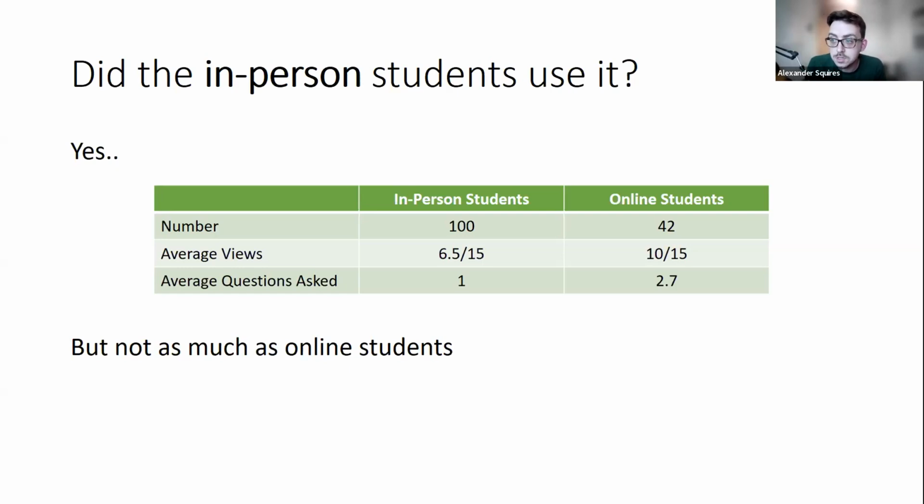The online students, of course, as expected, asked more. So yeah, they asked 2.7 questions and viewed the Slido more on average, kind of, yeah, as expected. These, of course, are just self-reported, and there's kind of no way to verify that they're telling the truth, but that's just student survey evidence, I guess.